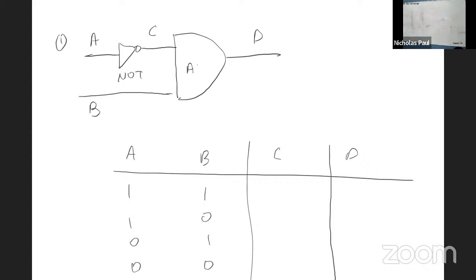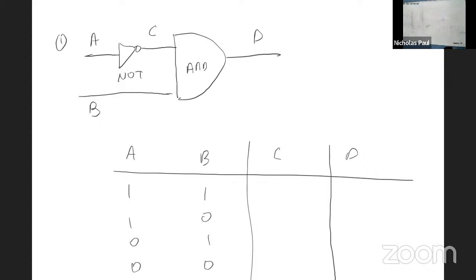Remember, the AND gate has a straight back and the OR gate has a curved back. Right, so there's an AND gate.